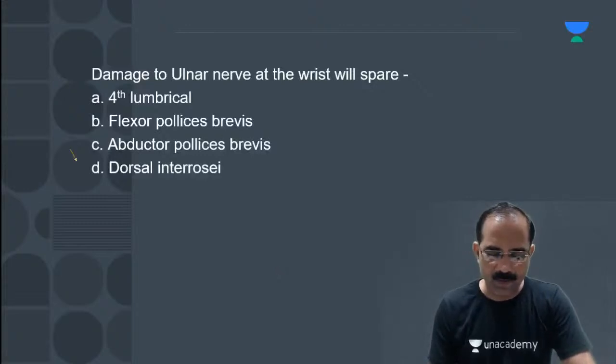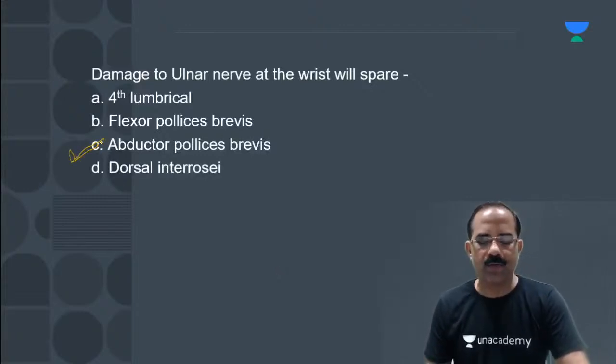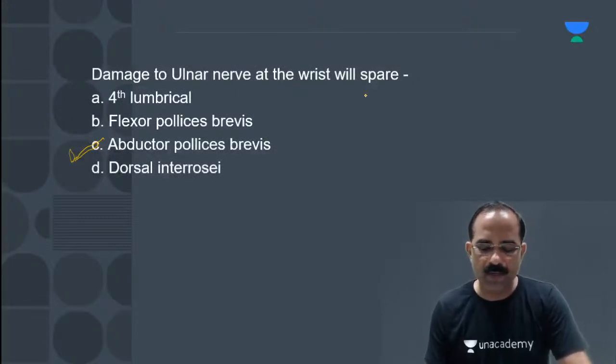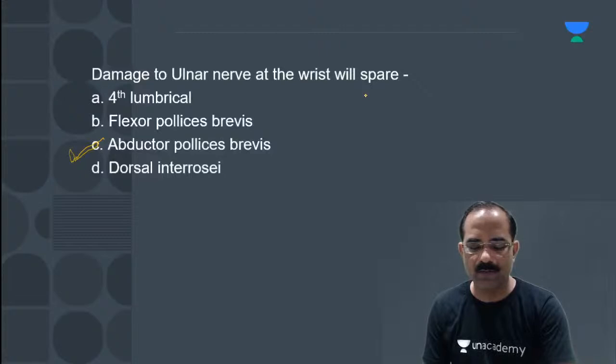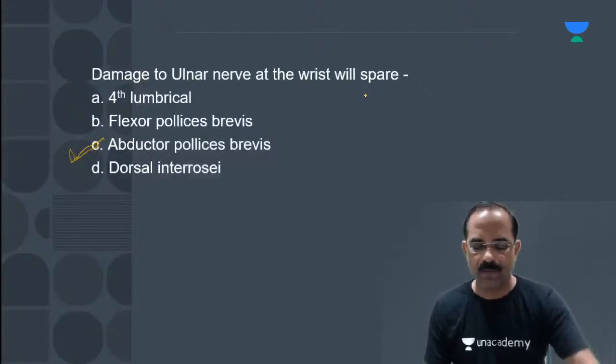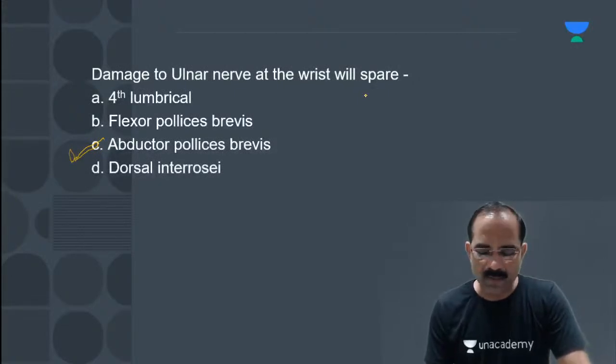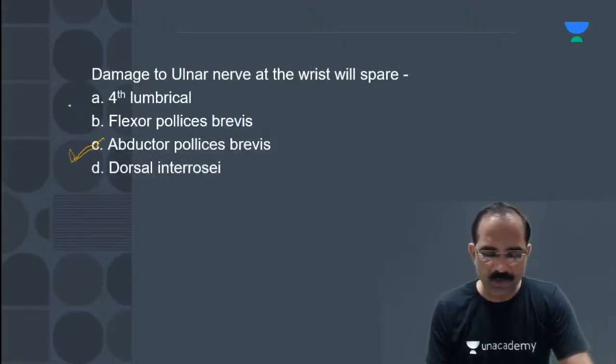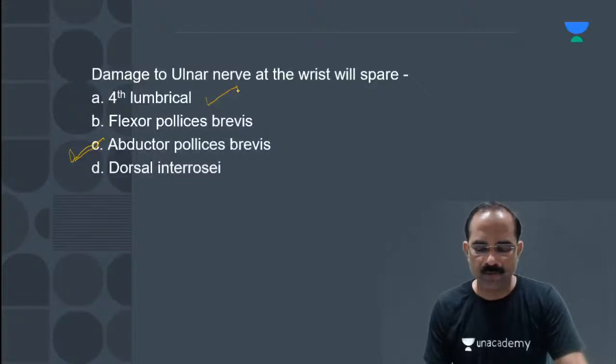Answer is C. Very good. Abductor pollicis brevis. Very right. So damage to the ulnar nerve at the wrist would spare what? The fourth lumbrical, yes, it would spare the fourth lumbrical.